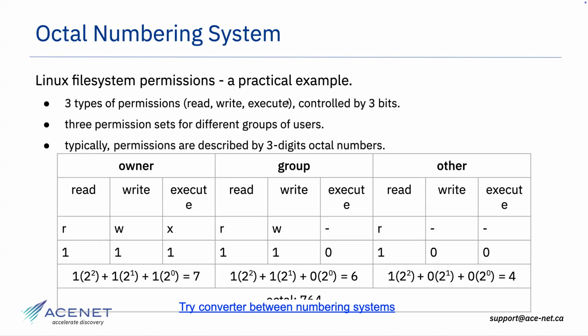So what numeric code would you use if you wanted the permission to be read, write, execute for owner, only writable for group, and readable and executable for everyone else? And just by looking at this table, you can quickly find out what number in the octal system you would use to describe this permission.